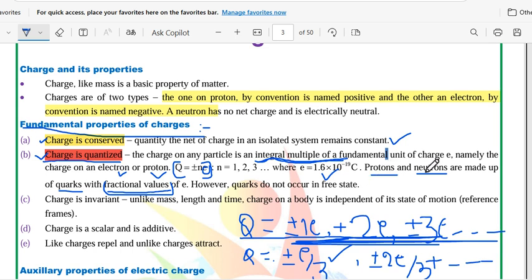If protons and neutrons are made up of quarks with fractional values, the charge must be in fractional values. However, quarks do not occur in the free state. This is all about the quantization of charge.